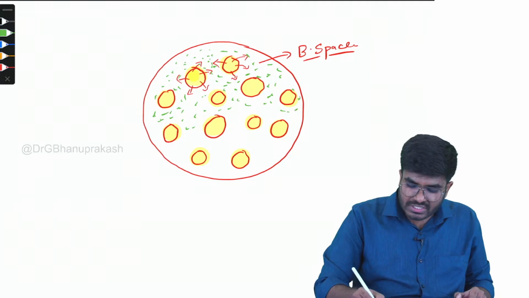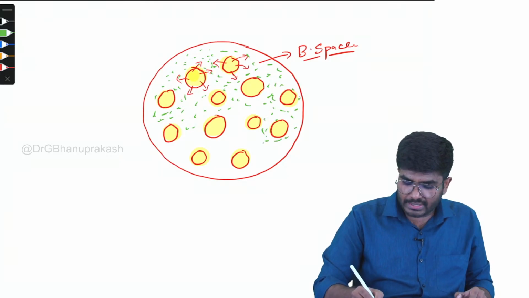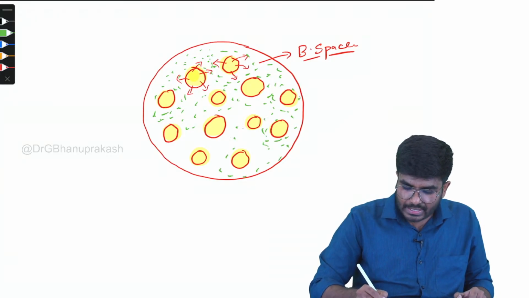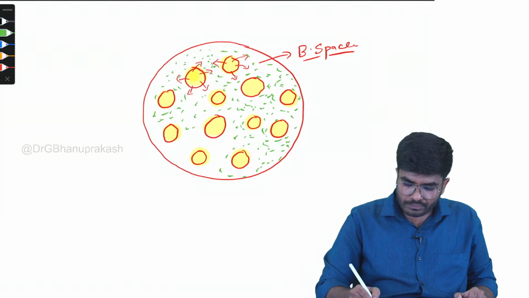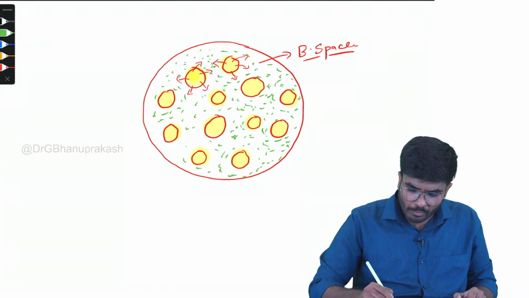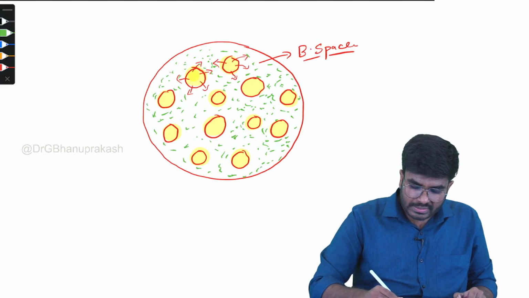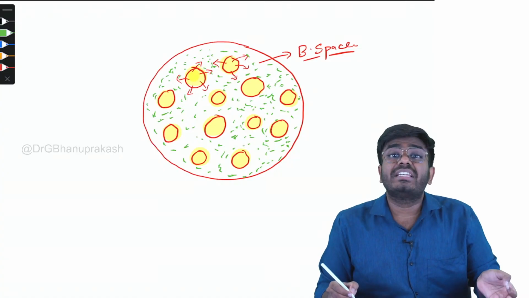Now this area which I am highlighting right now with the dots is called the mesangium. Mesangium is the connective tissue here in the Bowman's capsule. Now there are certain cells called mesangial cells.